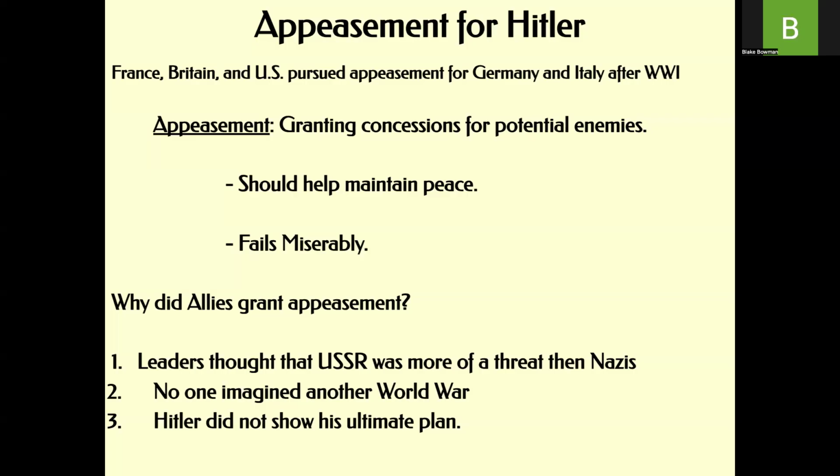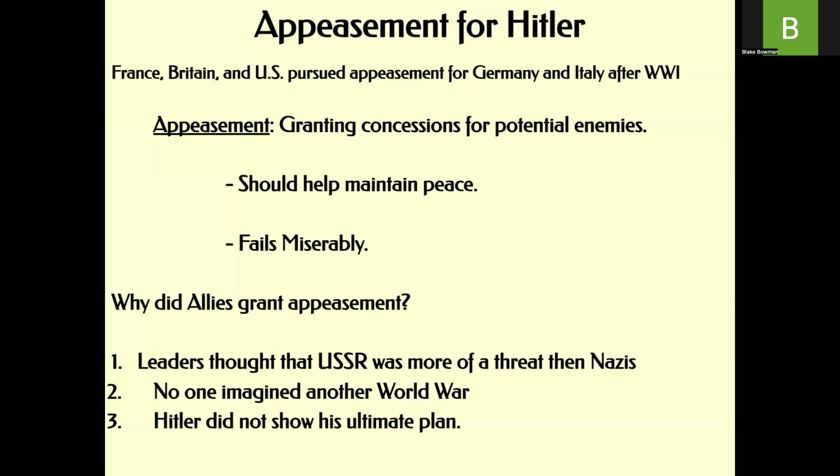Again, I know it sounds wild. They're not very friendly with Germany or Italy, don't get me wrong there, but to stop the spread of communism, what better measure than right there? All right, no one imagined another world war. Again, no one thought this would ever happen. Great Britain and France are doing everything they can to prevent it. Hitler, though, has a different plan.